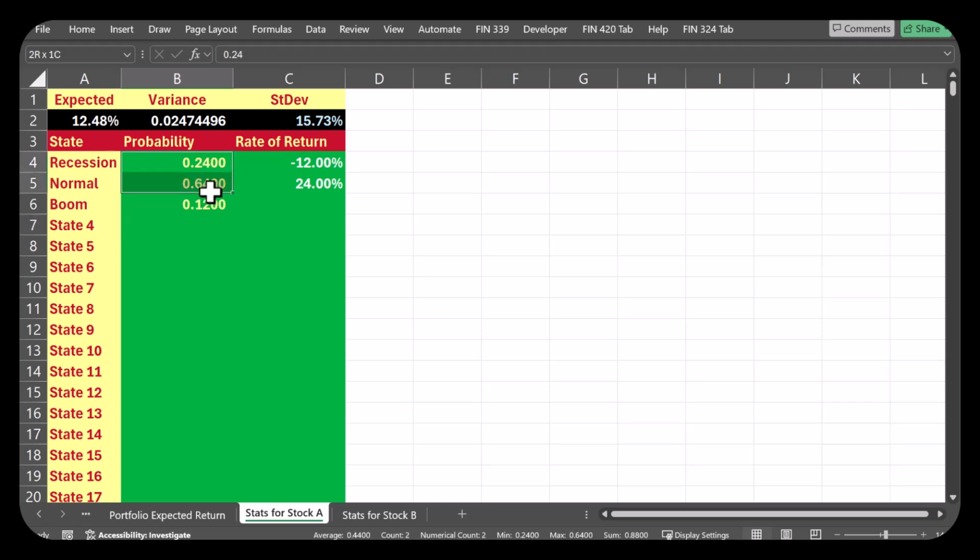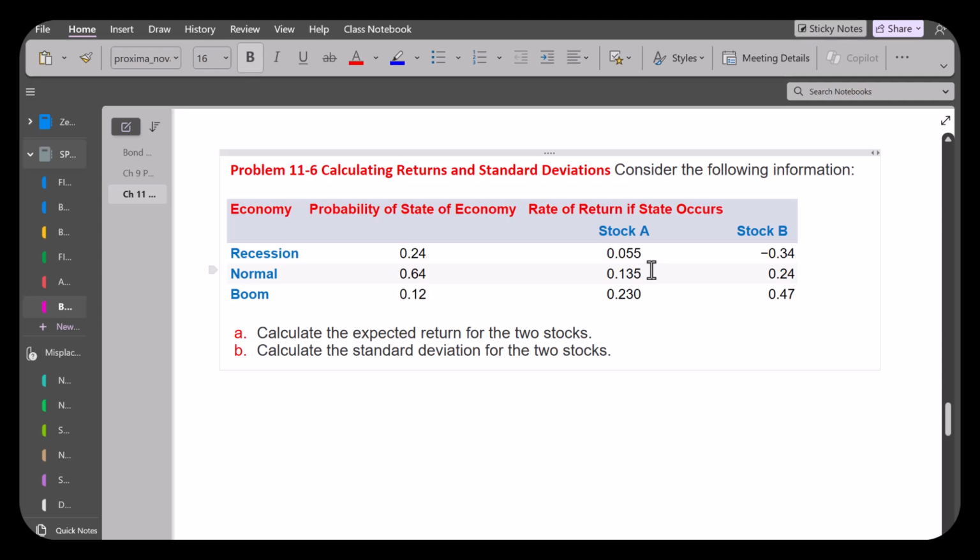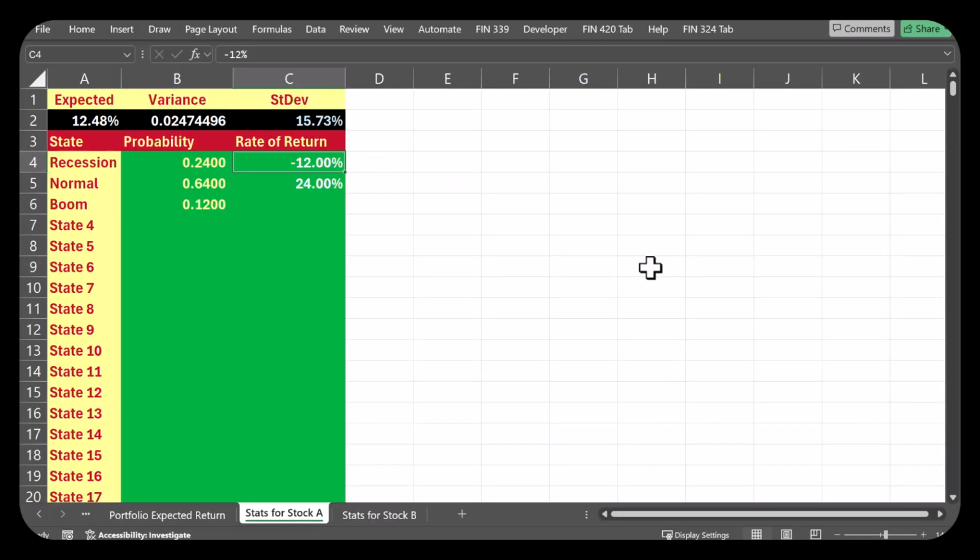Let's make sure they add up to 1, and they do. Rates of return for stock A are 5.5%, 13.5%, and 23%. And we just read off the expected return. To calculate the standard deviation, we need to calculate the variance first.